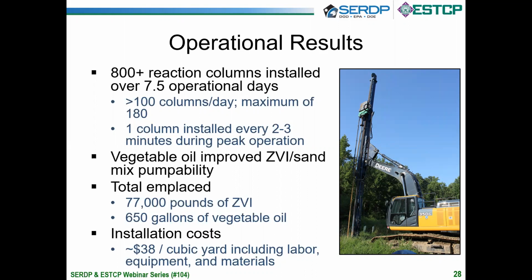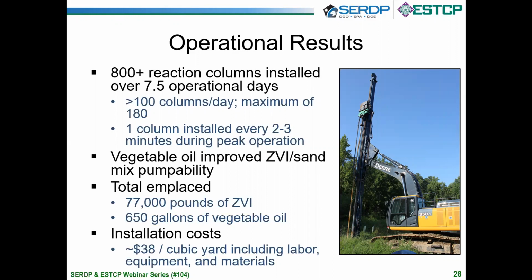And if you do the math, it works out to about $38 per cubic yard of treated material, which includes the labor, equipment, as well as the ZVI and the sand that we used in the field demonstration. And again, if you look on the picture on the right, that's the excavator, which is a standard 350C excavator with the stitcher mast, which extends to about 40 or 50 feet, and the mandrel goes from top down to the bottom.